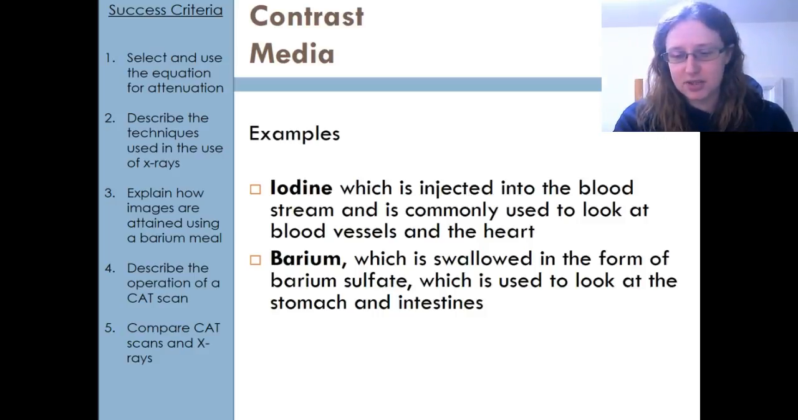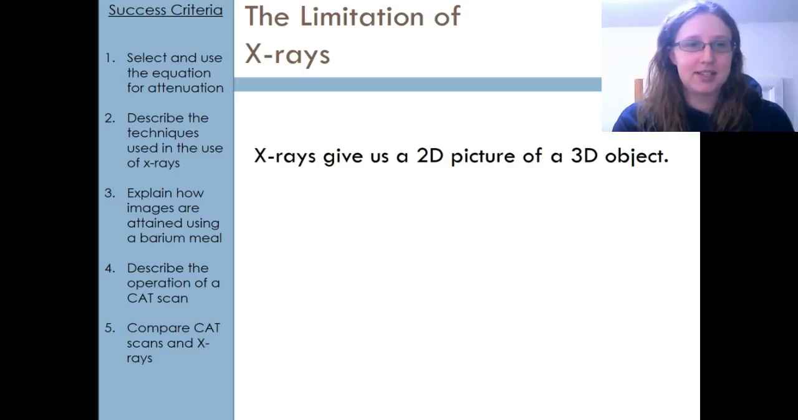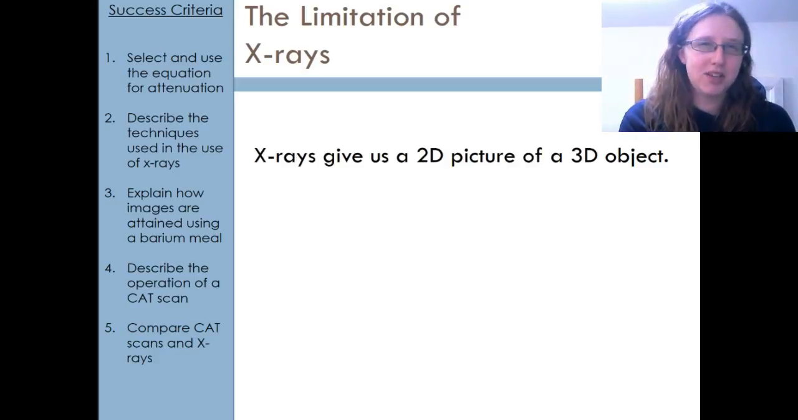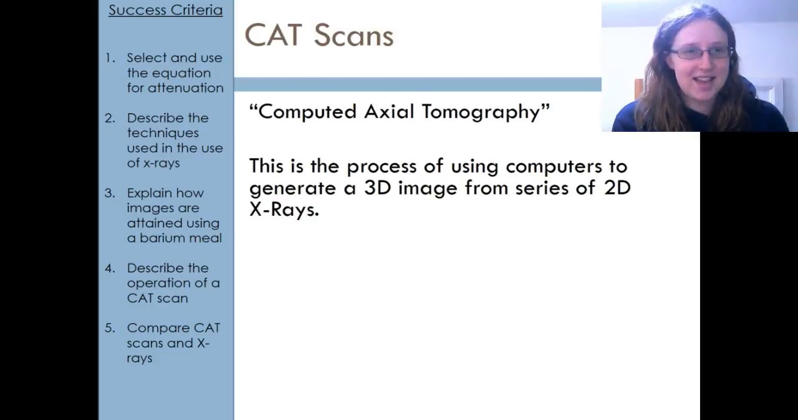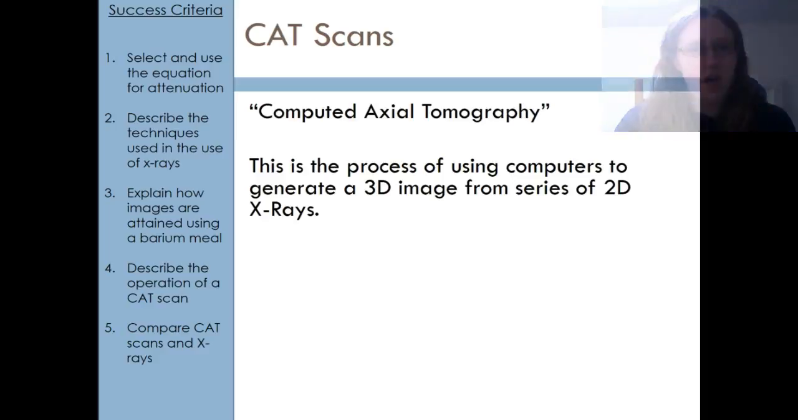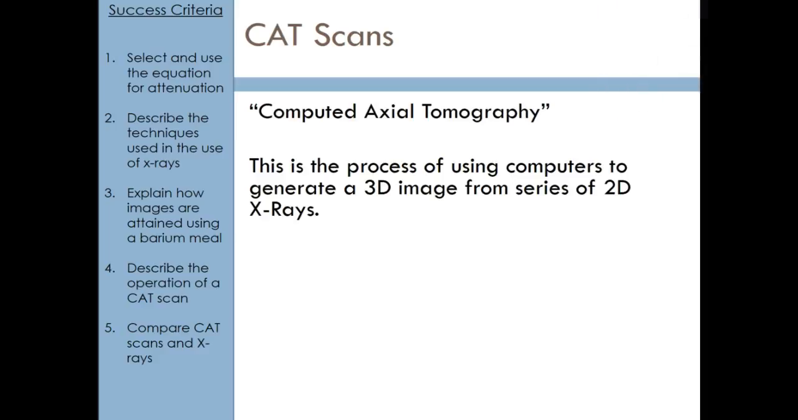Okay, so that's how we can make X-rays better, but X-rays are pretty limited, and basically the limitation of X-rays is that we are getting out 2D pictures of 3D objects. So we can end up with bits of bone and organs being overlaid over the top of each other, so we can't see properly what's behind things. So what would be better is to have a 3D picture. And this is where CAT scans come in. Now CAT stands for Computed Axial Tomography. And this is the process of using a computer to generate a 3D image from a series of 2D X-rays.